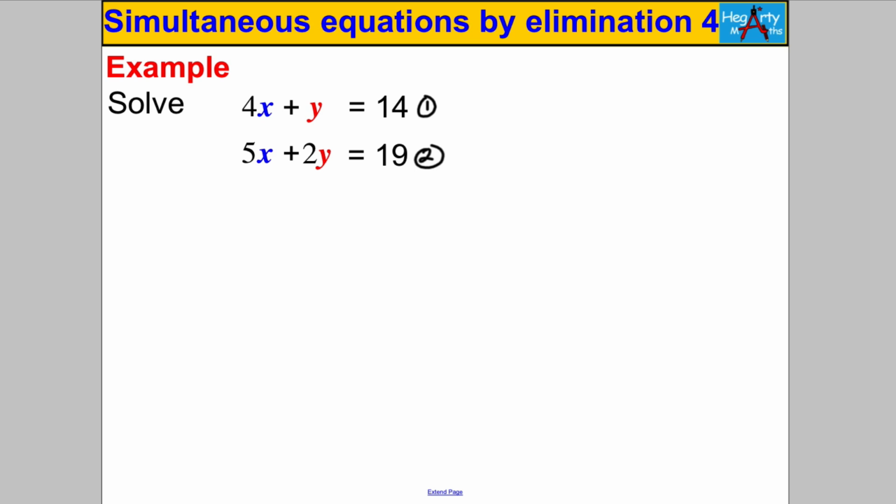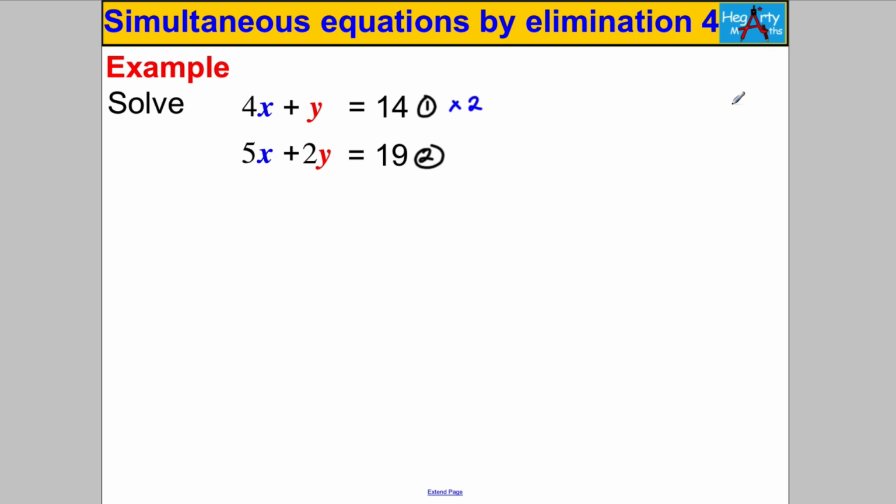Well, the easiest option, I hope you can see, would be to multiply this whole equation by 2. Why would that be useful to us? Well, then we'd have 2y. And we already have 2y down in this one. So that would be the easiest option for us. So let's have a go at doing that.